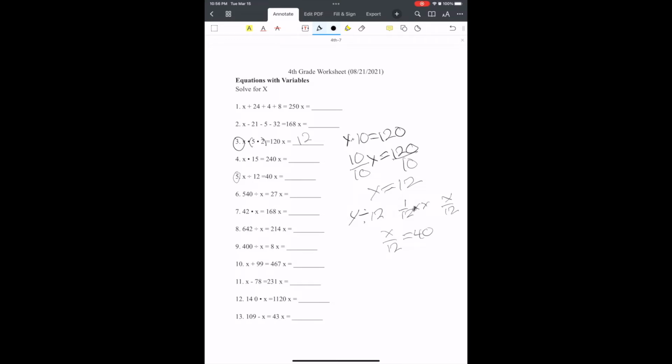So to get rid of the division part, you're going to want to multiply 12 by both sides. Since instead of dividing this, we're multiplying, and multiplying will cancel out the dividing. So you want to multiply 12 by both sides, so times 12, times 12. So your answer should be x is equal to 480.